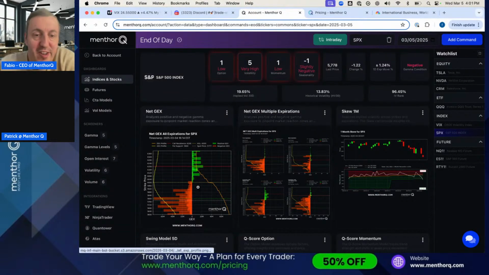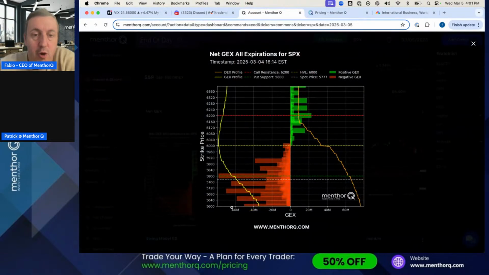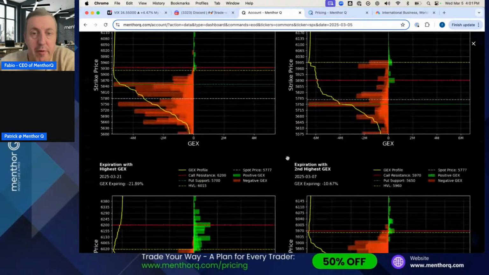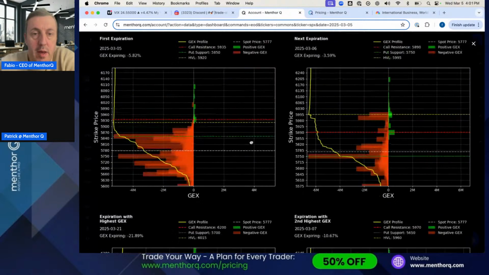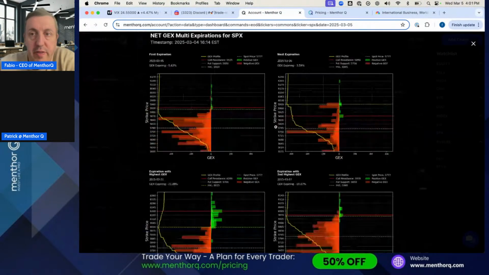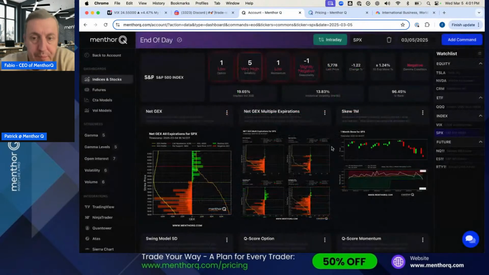So we can see that there's a lot of negative gamma accumulating at this 5,800. This is our put support level. And if we look at all the expirations, we can also see that basically for the 0DTE options, we have a lot of negative positioning. Our put support for 0DTE is 5,850. Our core resistance is 5,935, but we don't see a lot of positive gamma right here. So obviously that's what the system is telling us, the picture.